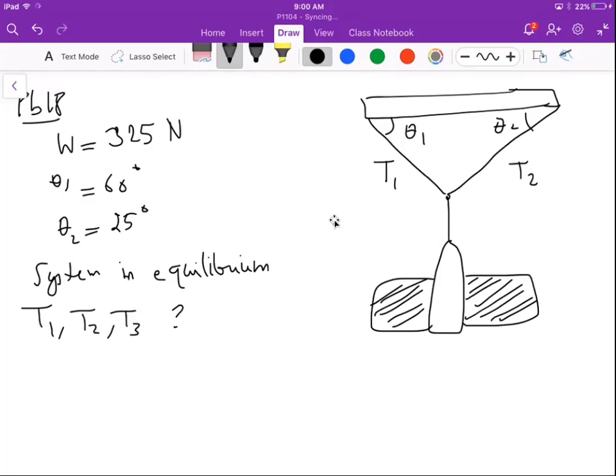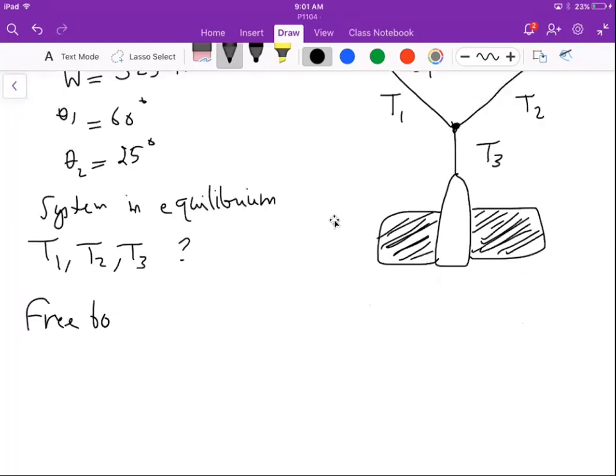Okay, so let's take these two, the system, which is the bag, and the point of intersection, and let's see what are the forces acting on both. Okay, so let's draw free body diagram.